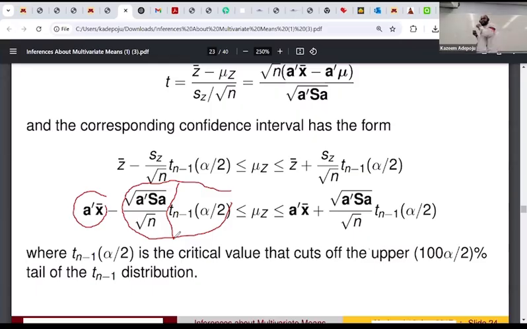Can you see that in univariate statistics? That's what we have. In univariate statistics, this guy is the standard error. This guy is the T quantifier. The combination of the two gives the margin of error.